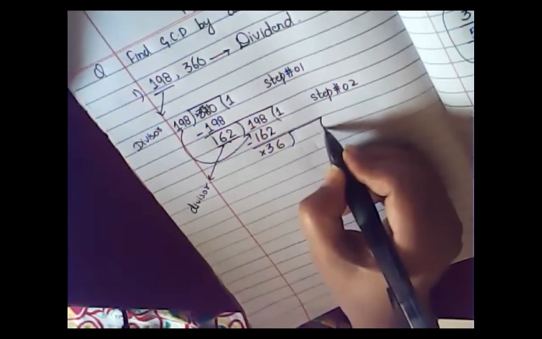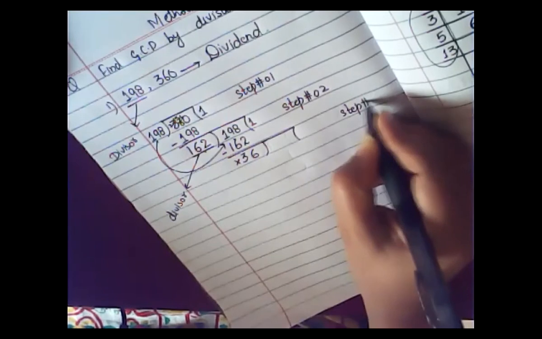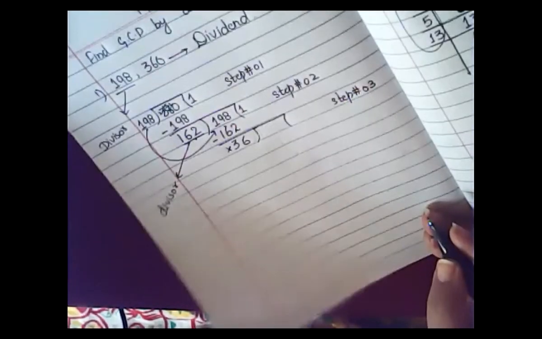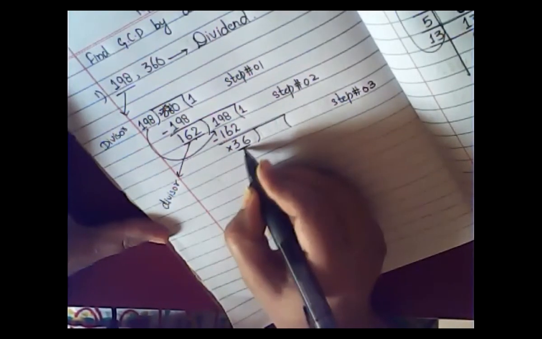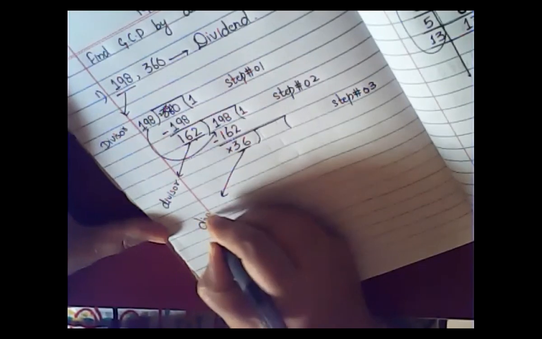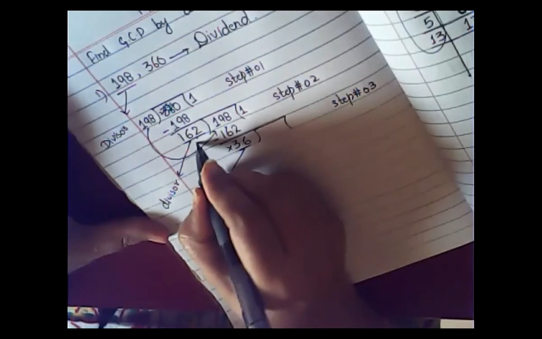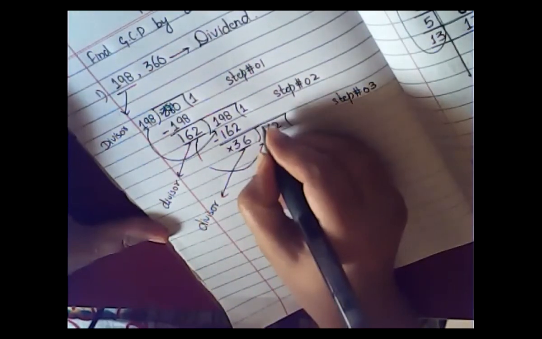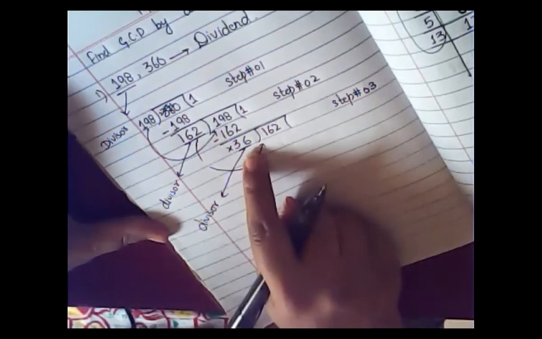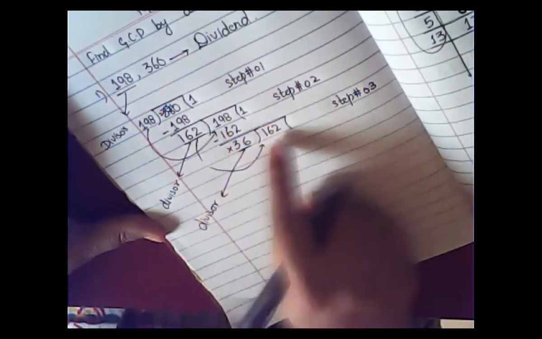You will continue the step again, and this will become your step number 3. So your step number 2 remainder will become your divisor for step number 3, and the divisor of your previous step will become your dividend. Your last step remainder will become your divisor, and your last step divisor will become your dividend.